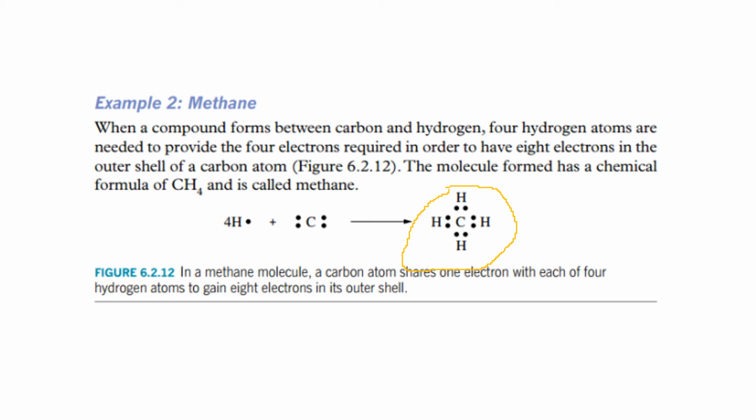CH4 is an example of a covalent molecule whereby carbon shares 1 valence electron with each hydrogen. Hydrogen will have 2 valence electrons at the end, and carbon will have 8 valence electrons, and they will both be stable, and that's exactly what we want. I'm just going to move on to the next slide.